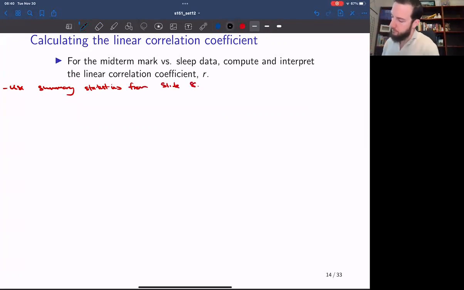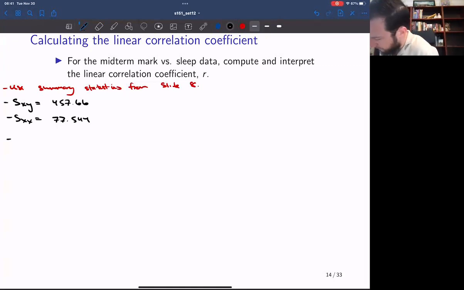All right. So on slide 8, we determined that SXY was equal to 457.66. We determined that SXX was equal to 77.544. Okay, so we still need SYY.